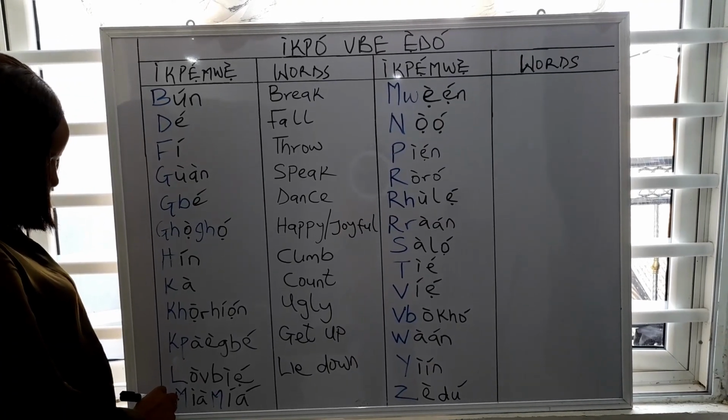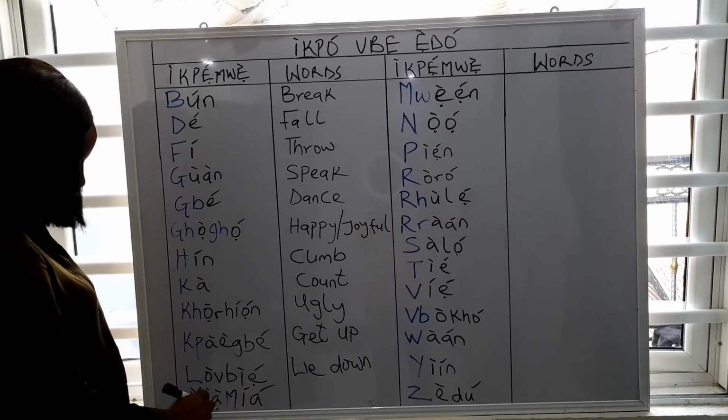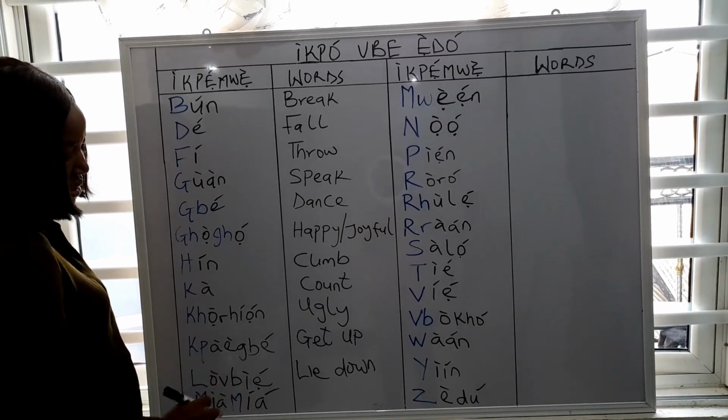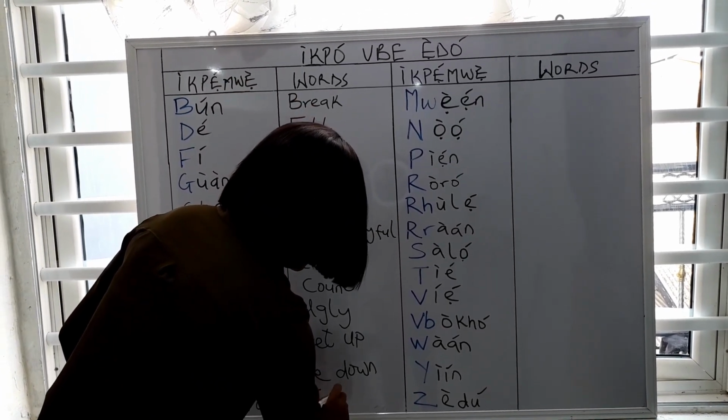And then we have m. Mia mia. Mia mia is to forget. The verb to forget.